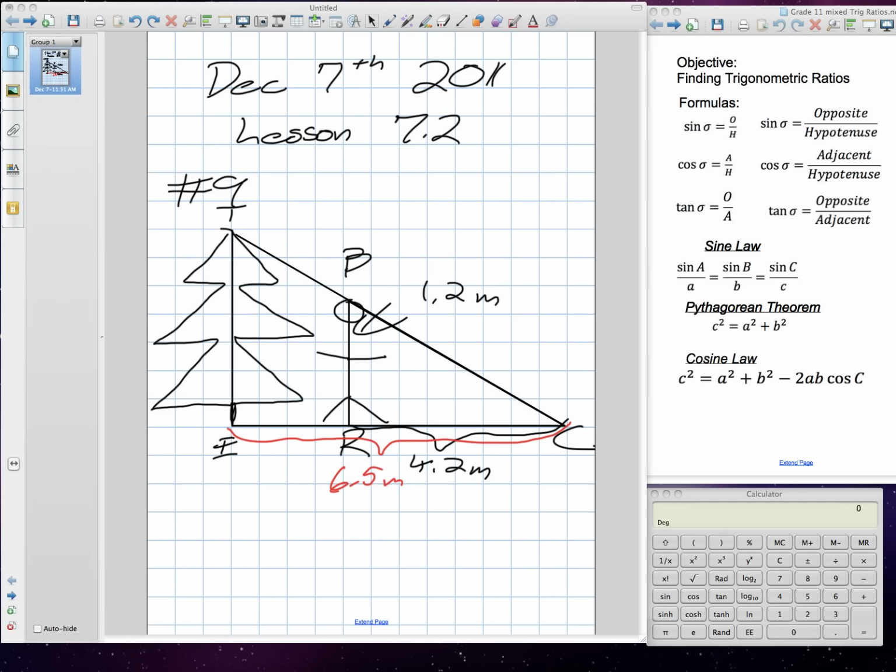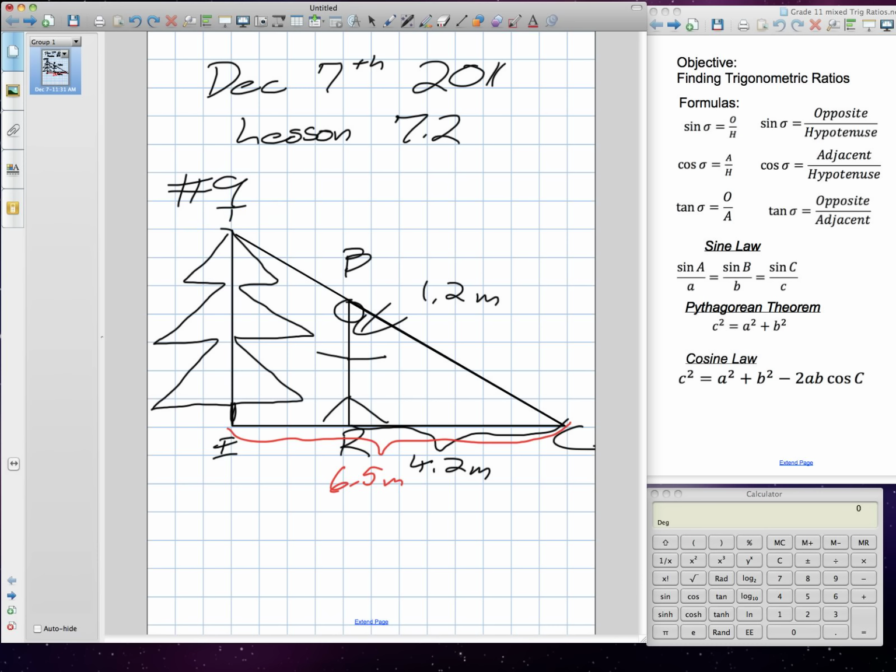Today is December 7th, 2011. We're going to go back to lesson 7.2. We're going to take up question number 9. Now, we've drawn the diagram, and from the wording in the question, this is how we've labeled it.